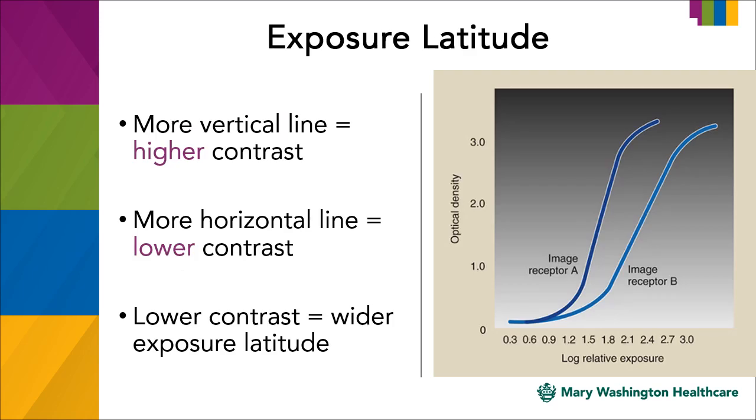Exposure latitude. Looking at these two curves, the more vertical line is the one that's A, so it has a higher contrast. B has a lower contrast, it's more horizontal. And so the lower the contrast, which is B, the wider the exposure latitude.